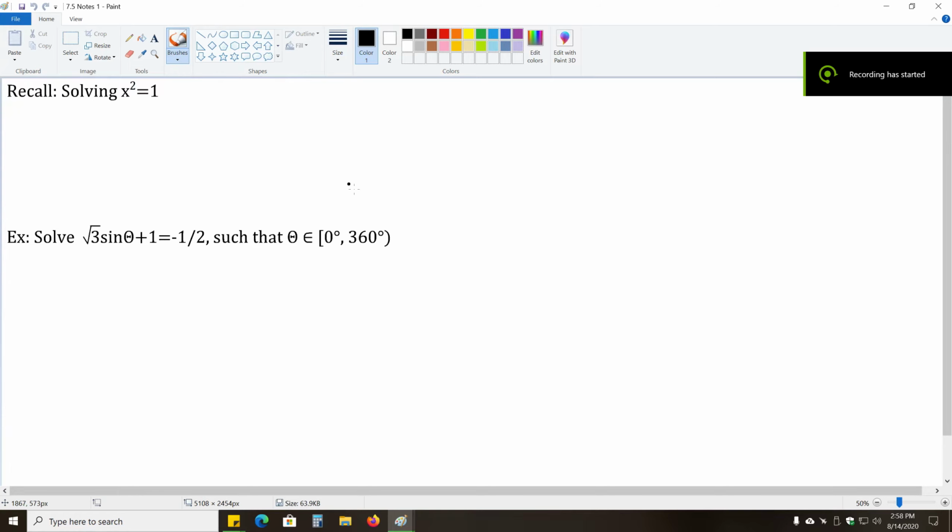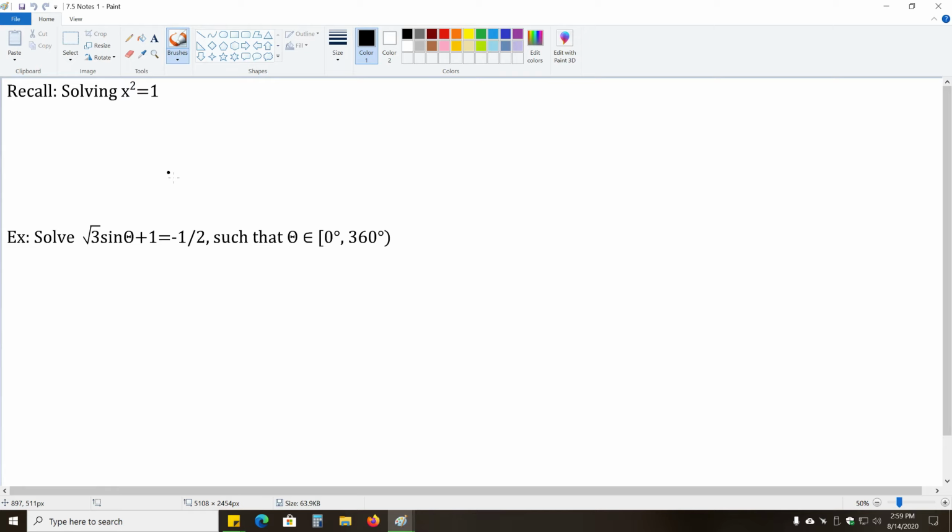For this section, we're going to be talking about solving trigonometric equations. So a trigonometric equation is basically what it sounds like, just a standard equation like x equals 5 or 2x equals 3. But instead of just x, we now have a trig function involved. Something like sine of theta plus 2 equals negative 1.